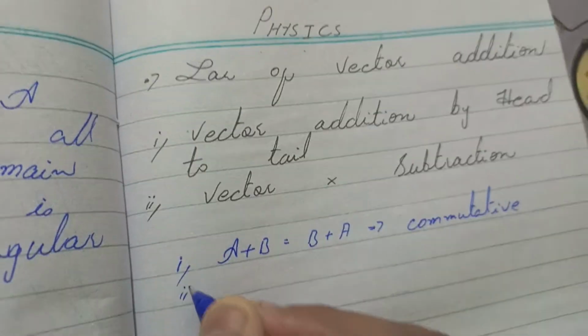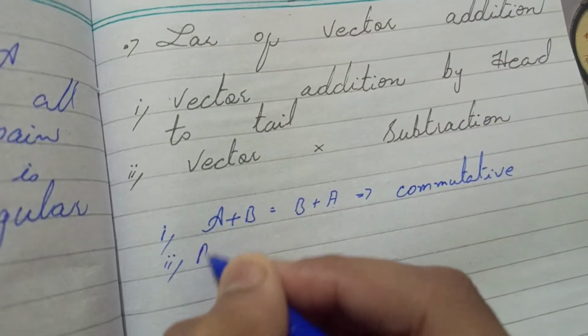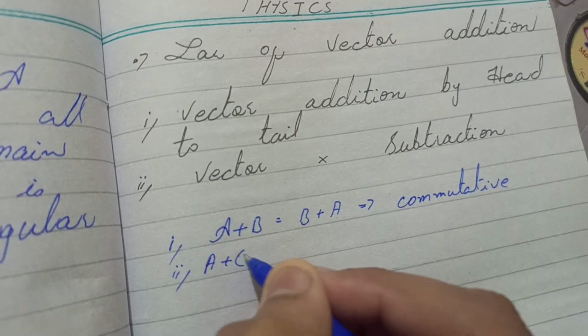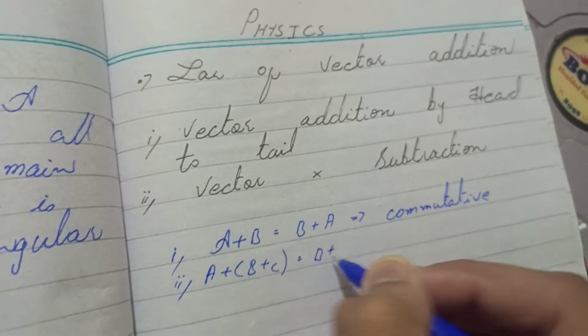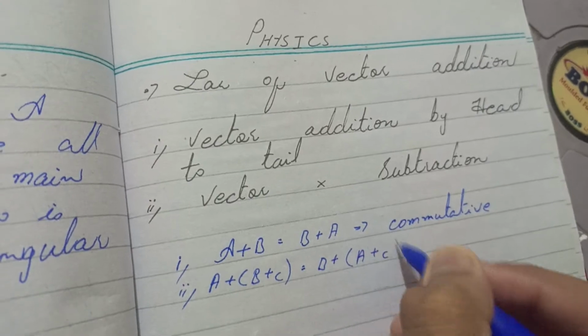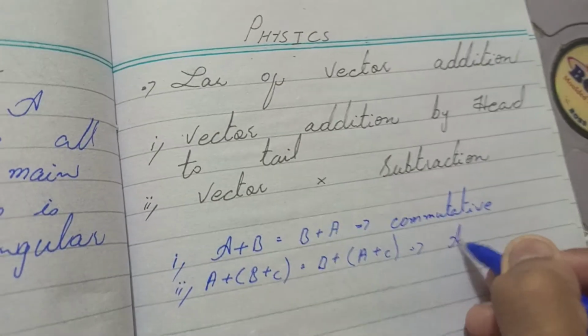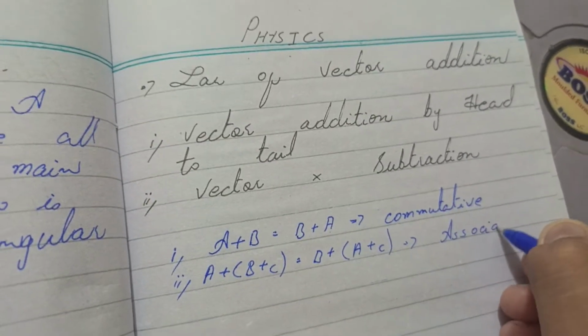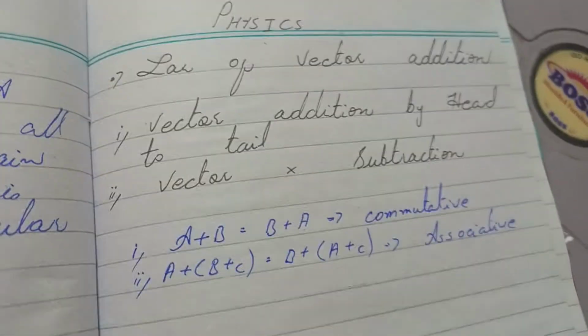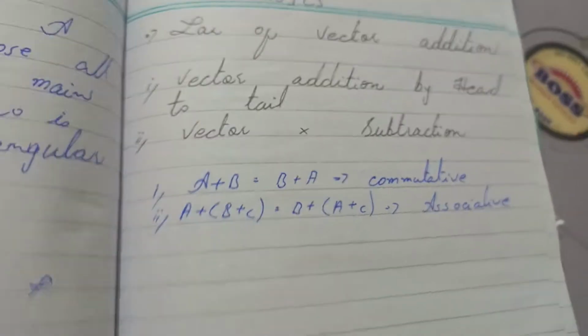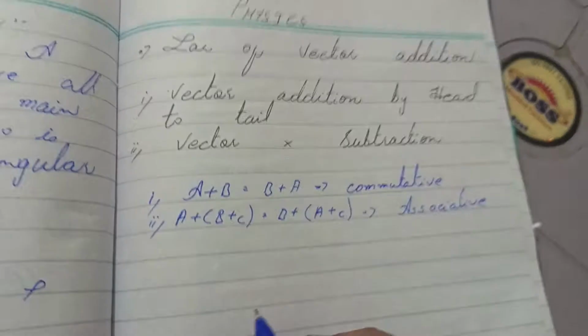And second one we have a plus b plus c is equal to b plus a plus c. Okay, this is associative. Whenever you talk about vector addition, remember that you have to follow these two rules. Okay, so now we are gonna solve this.